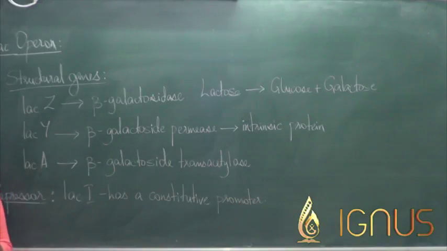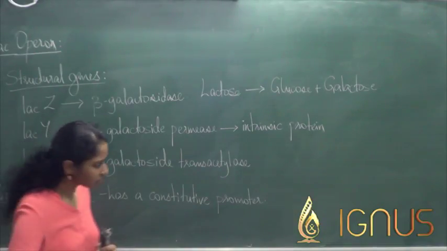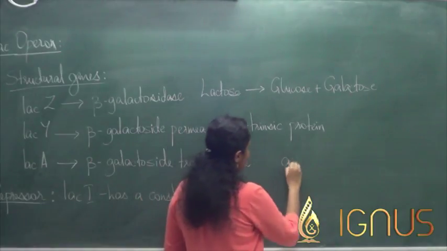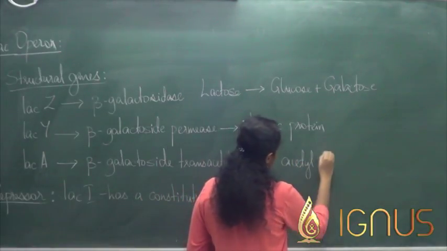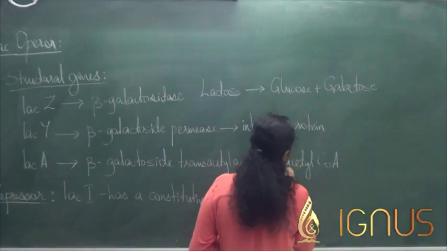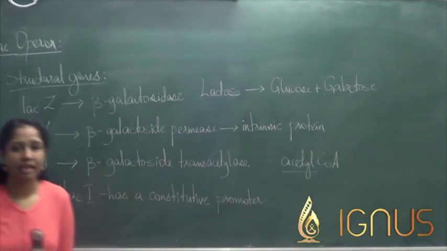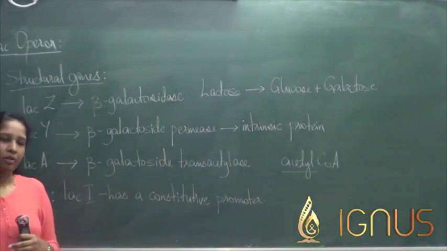And you have the LAC-A gene, which is going to give the protein beta-galactoside trans-acetylase. Because it's a trans-acetylase protein, it is going to take the acetyl part from acetyl-CoA, from the molecule acetyl-CoA, and then transfer it to another molecule.